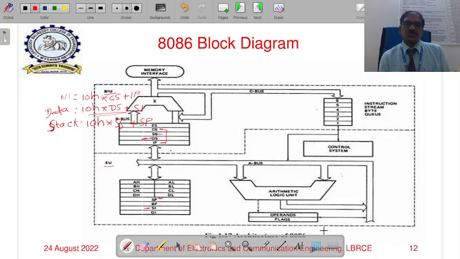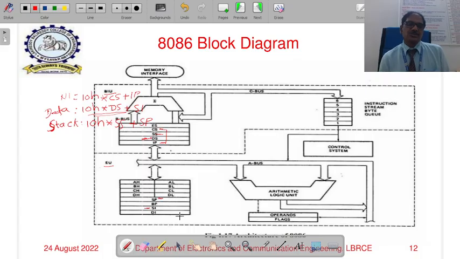Next comes the execution unit. In this we have four general purpose registers, AX, BX, CX, DX, where AX is further divided into two 8-bit registers AH and AL, BX is divided into BH and BL, CX is divided into CH and CL, and DX is divided into DH and DL. For general purpose data storage, either 8-bit or 16-bit: if it is 16-bit, then AX or BX or CX or DX; if 8-bit, any one of those, either the higher order byte or the lower order byte, depending on the requirement.